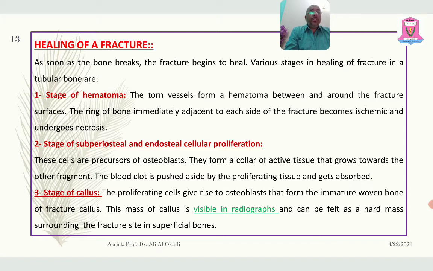Stage of subperiosteal and endosteocellular proliferation. These cells are precursors of osteoblasts. They form a collar of active tissue that grows towards the other fragment, and the blood clot is pushed aside by the proliferating tissue and gets absorbed.